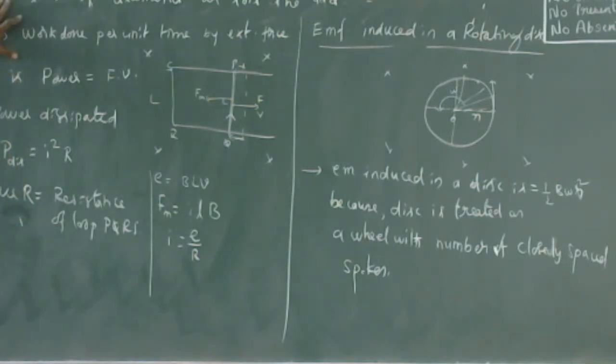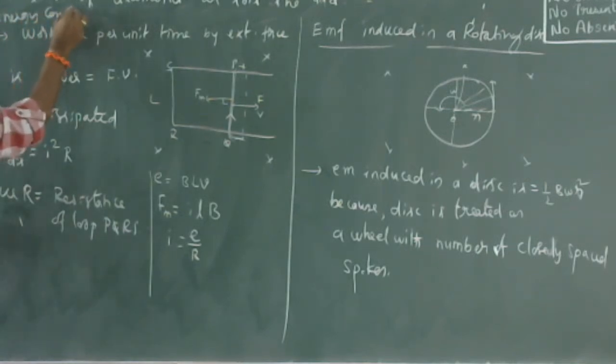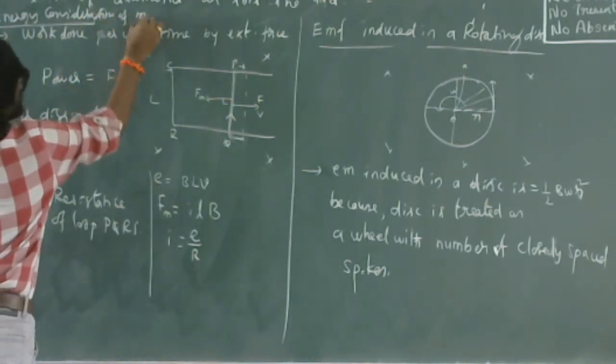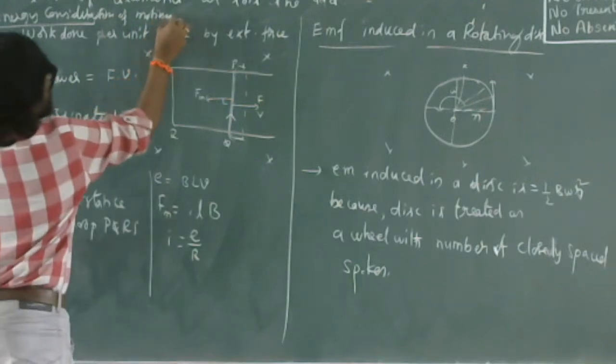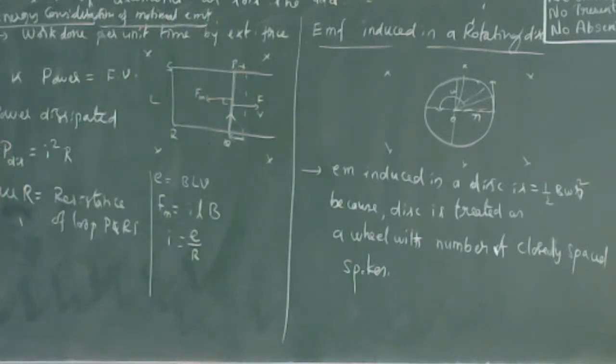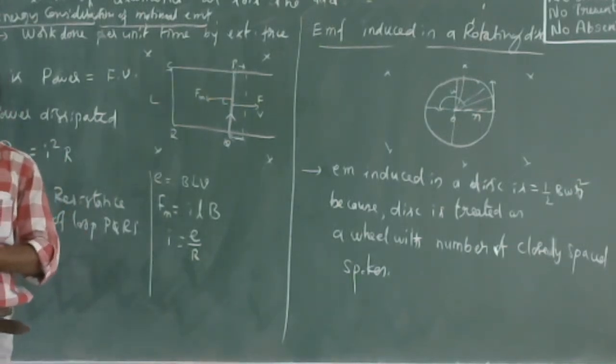You can also call this the energy consideration of motional EMF. Work done per unit time is energy, and the power dissipated is nothing but energy per unit time. So this is the energy consideration of motional EMF. These relations you may come across directly while doing the numericals.